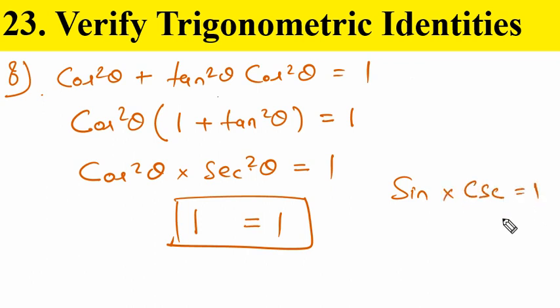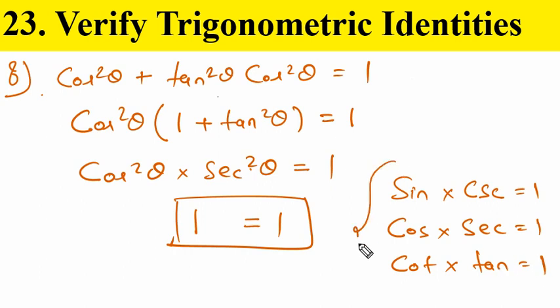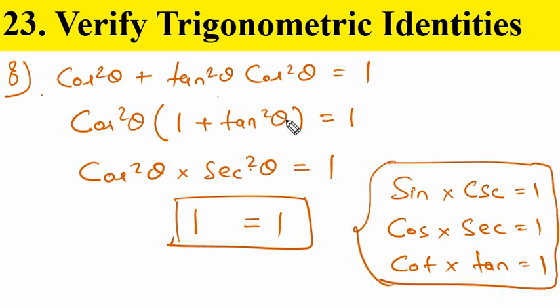Similarly, if you have sine multiply cosec, that will give you 1. If you have cos multiply secant, that is equal to 1. Cot multiply tan, that will be equal to 1. So you should know all these trigonometric identities. Also 1 plus tan square theta equals sec square theta, that you should know already.